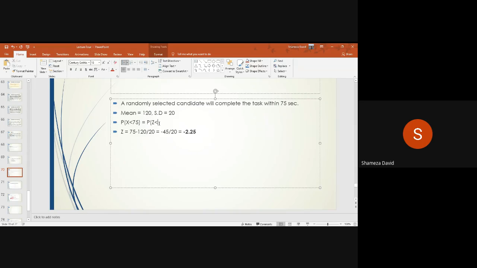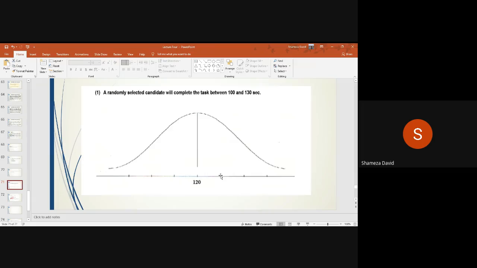Looking for the probability that Z is less than negative 2.25, or you could write that the other way around. Good. So let's make this. This is 0, the mean of our distribution, which is 120. On the standard normal distribution, the mean is equal to 0.